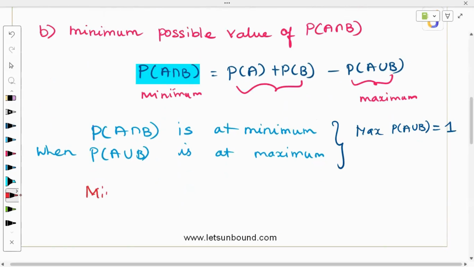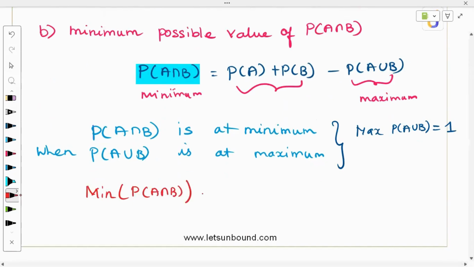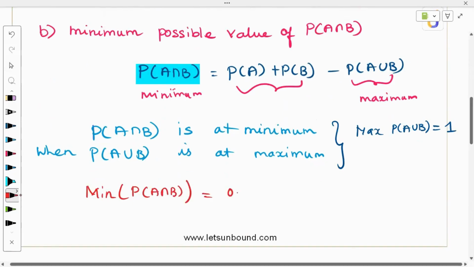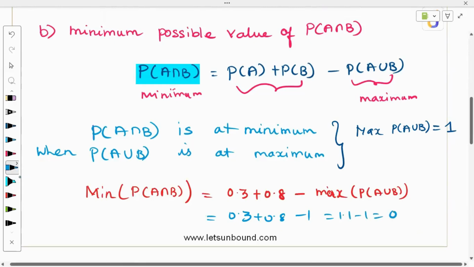So we can just substitute. Minimum of P of A intersection B we want. These values cannot be changed: 0.3 plus 0.8, which is given, minus the maximum of the probability of A union B, which is 1. So this is going to be 0.3 plus 0.8 minus 1. 1.1 minus 1 is 0.1. So the minimum possible value of this is going to be 0.1.